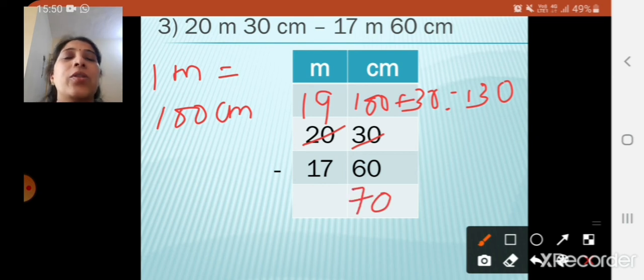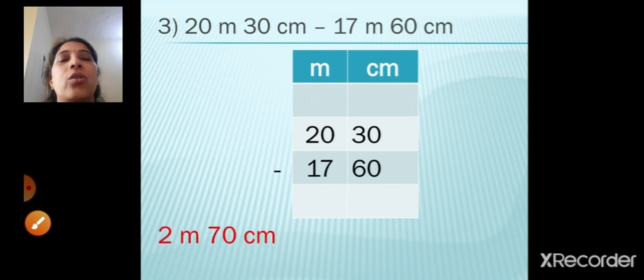Right. Now let's go to the meter column. 9 minus 7 is 2 and 1 minus 1 is 0. So what answer you got? 2 meter 70 centimeter. Right. So you will write the answer as 2 meter 70 centimeter.